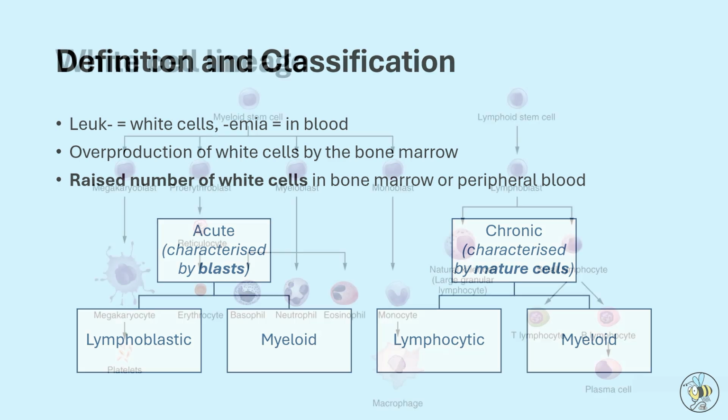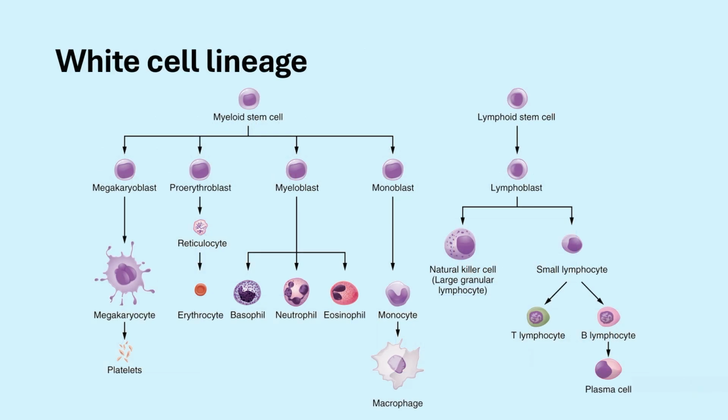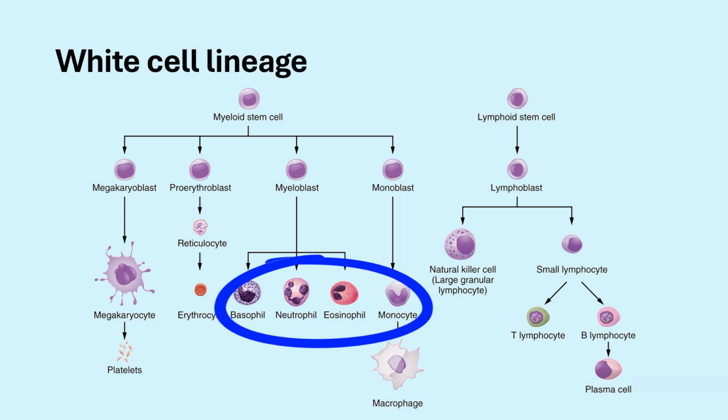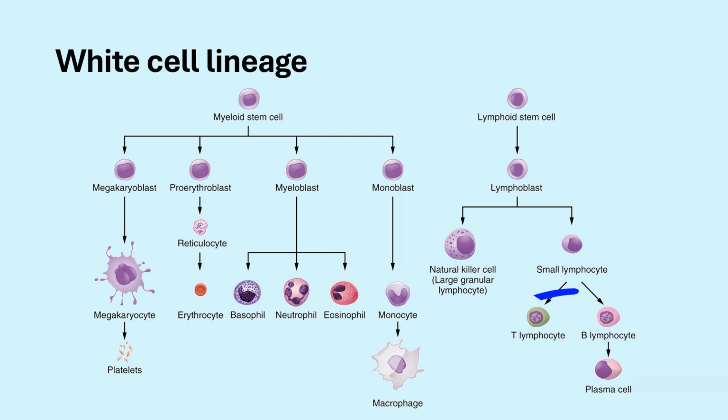The same applies for chronic leukemia, which can be chronic lymphocytic, as is the name given to mature lymphocytes, or chronic myeloid. Now, if we look at the lineage of white cells only, the myeloid stem cells give rise to granulocytes, which are basophils, neutrophils, and eosinophils, and monocytes. The lymphoid stem cells give rise to natural killer cells and lymphocytes. Hence, myeloid leukemias affect predominantly the granulocytes, while lymphoid leukemias affect lymphocytes, often the B lymphocyte.